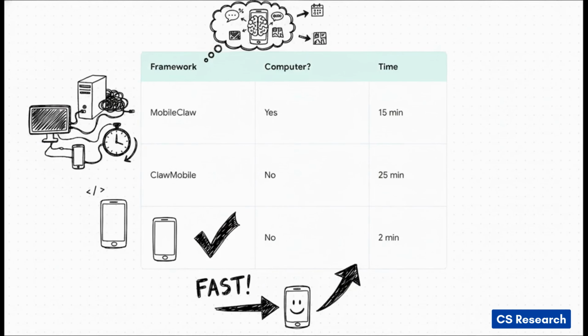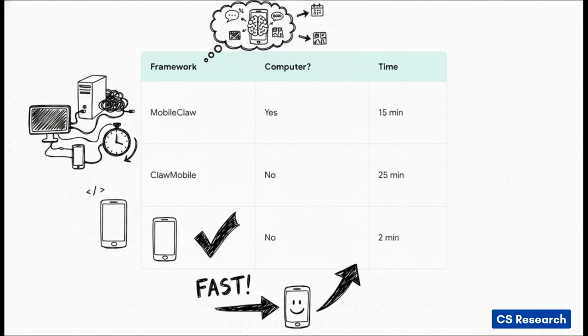But you know, the benefits aren't just in speed, they're in convenience for sure. Look at the deployment data highlighted here. If you wanted to run the old MobileClaw baseline, you needed a separate computer, command line interfaces, a bridging server, and about 15 minutes of setup time just to get going. Claw Mobile took around 25 minutes. PalmClaw, 0 external desktop requirements, no command lines, 2 steps. Approximately 2 minutes to set up. Because the agent lives natively inside the app right on your phone, you literally just open it and start working.